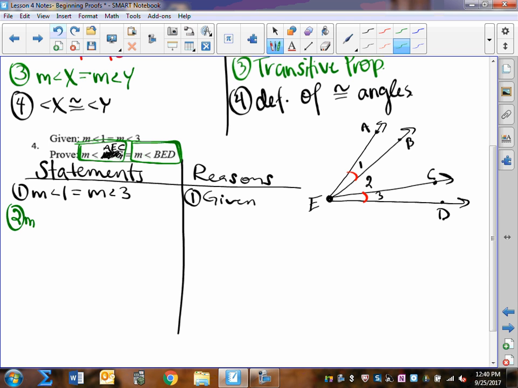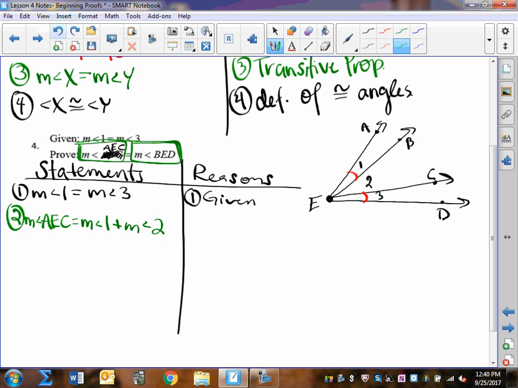The measure of angle AEC. What is AEC made up of? 1 and 2? Yes. Isn't it nice to have those numbers written in for us? If they weren't there, we would have to say measure of angle AEB plus the measure of angle BEC. But it's so nice to just use the measure of angle 1 plus the measure of angle 2. Do we agree with that statement? Okay. So angle addition.